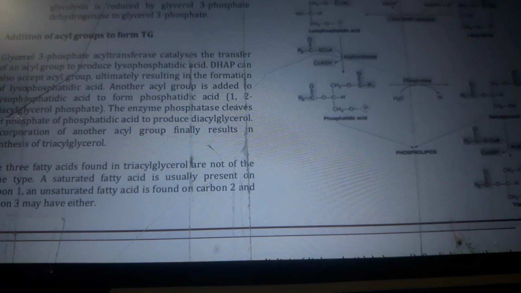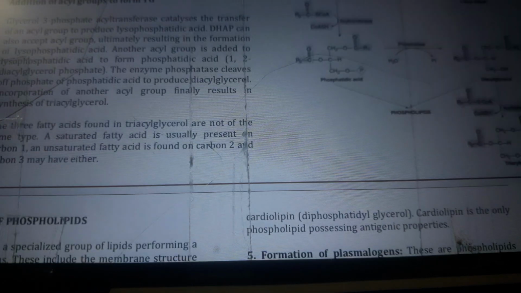Addition of acyl groups to form TG. So the remaining portions after this will be continued in the next lecture.